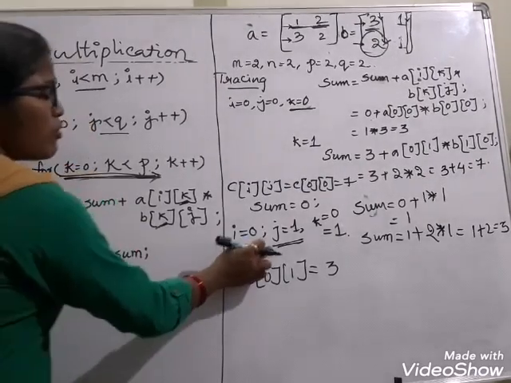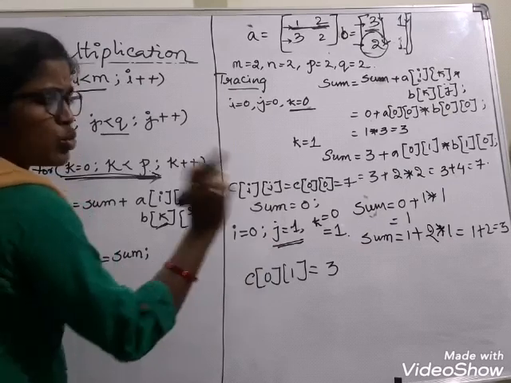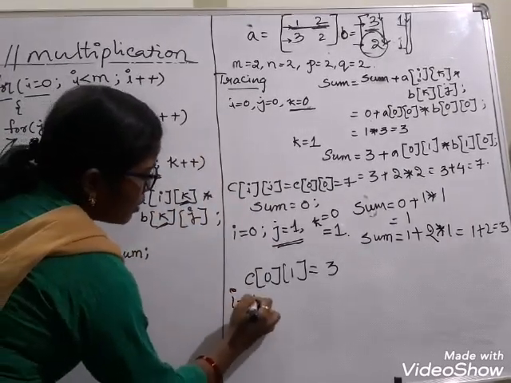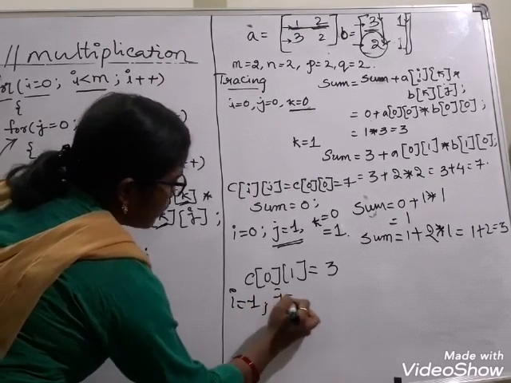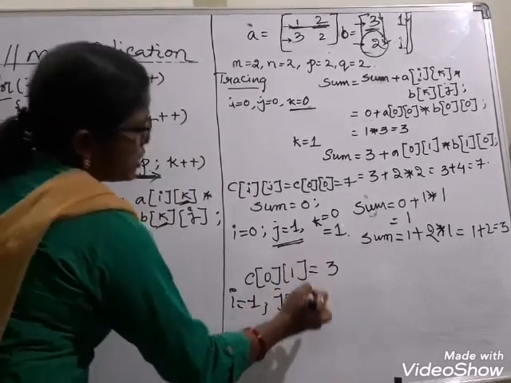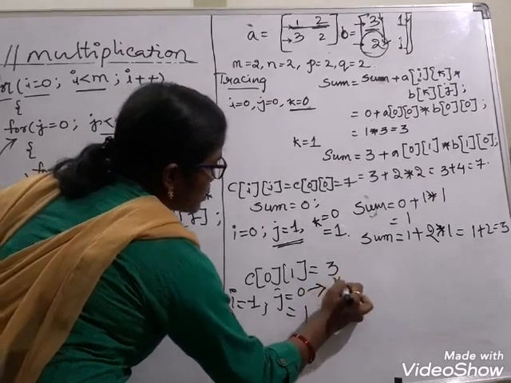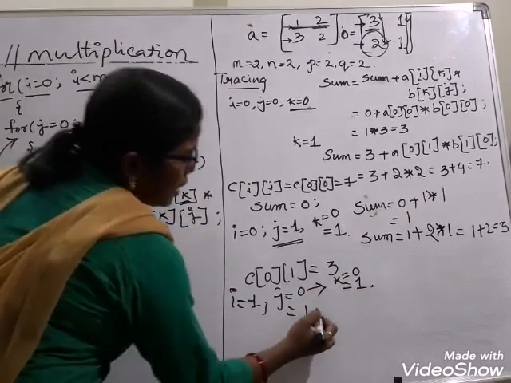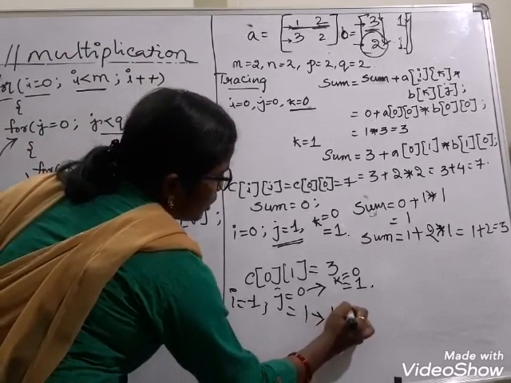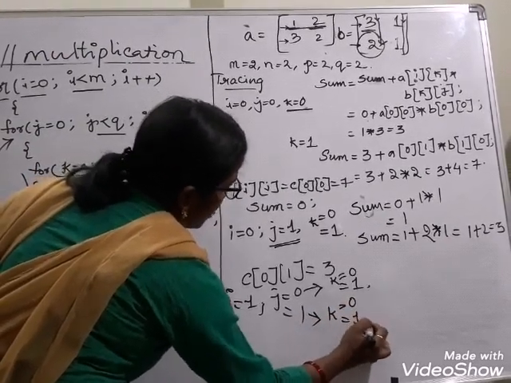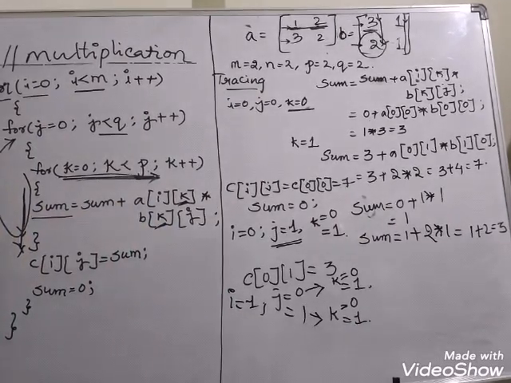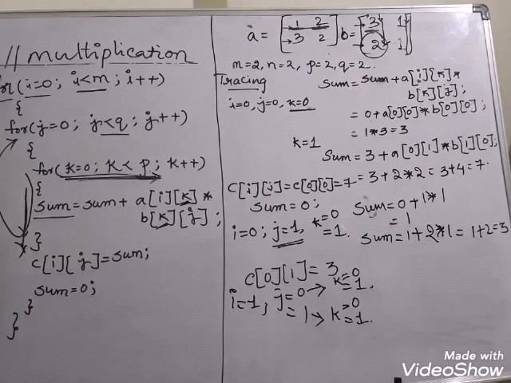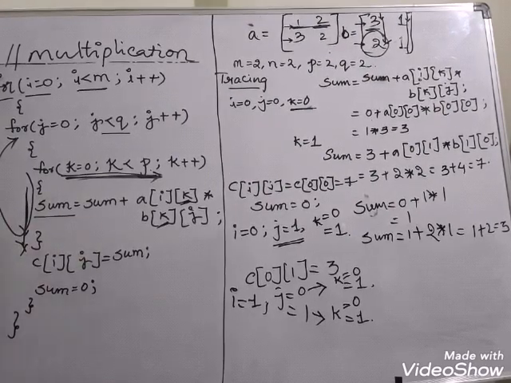Hope you are understanding with me. Okay. Then for j equals 0 and j equals 1, you have done it. For the same thing, you have to do it for i equals 1 and j equals 0 as well as j equals 1. For j equals 0 also, you have to do it for k equals 0 and k equals 1. Here also you have to do it for k equals 0 as well as k equals 1. So like this you can perform your matrix multiplication. Okay, hope you have understood this.